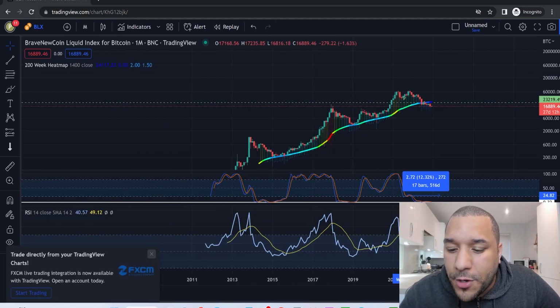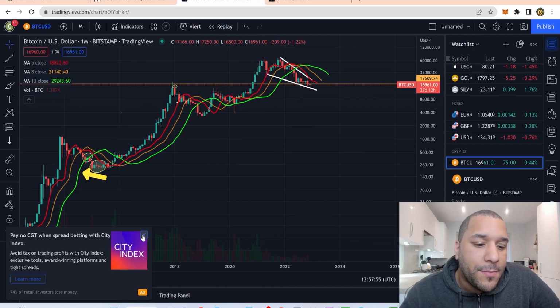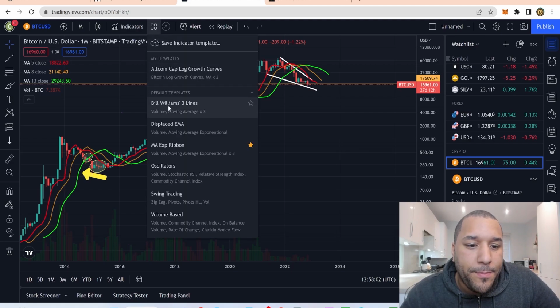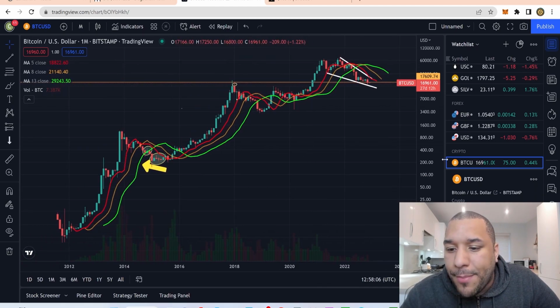Should I say any more? Let's just have a quick look at this one. Basically, people call it the Williams Alligator. You can grab this yourself for free. You click on indicator templates, here, Bill Williams 3 lines. And I use it like traffic lights. So you've got the green light, red light, amber light.